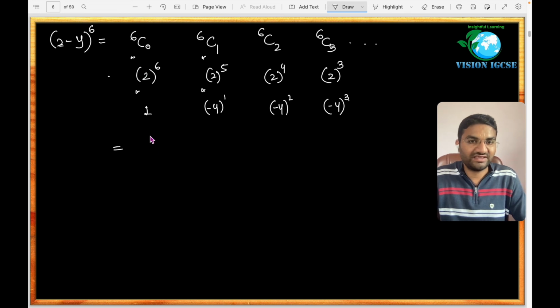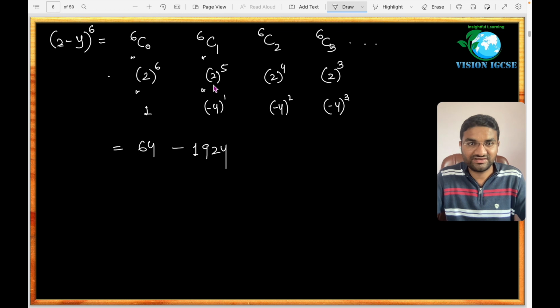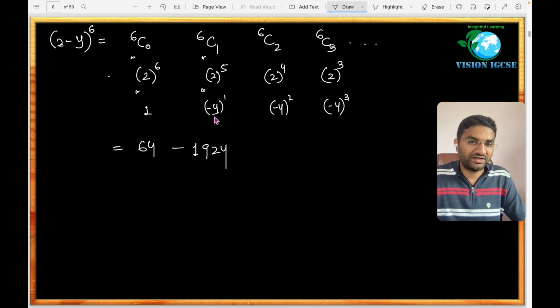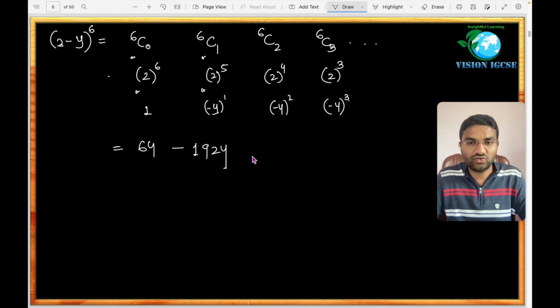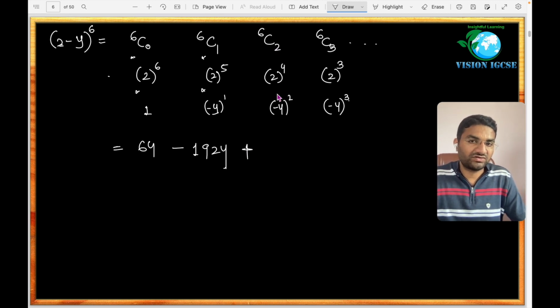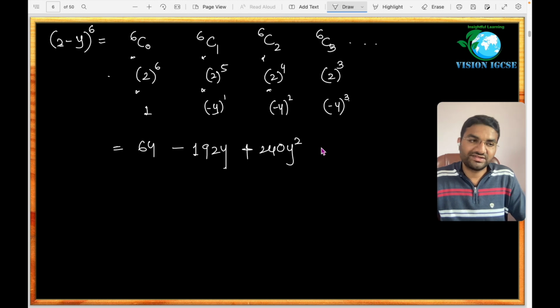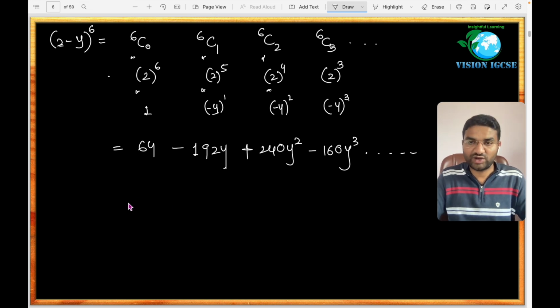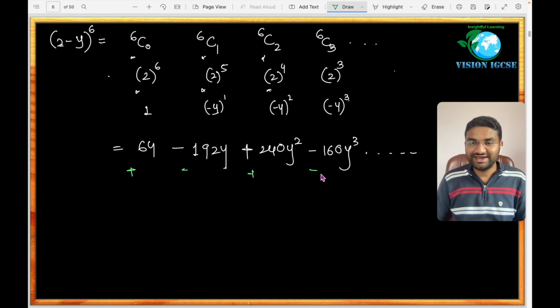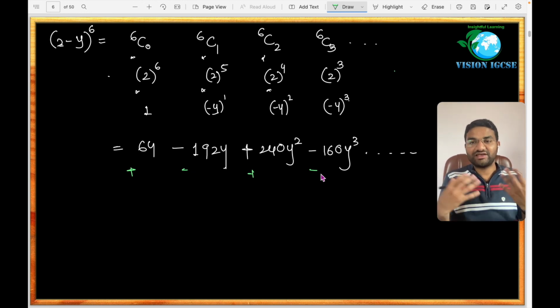Here 2 raised to 6 is 64. Then minus 192y. If you expand this, 6C1 is 6, times 2 raised to 5, times y, so negative 192y, plus 6C2 times 2 raised to 4 times y square, which is 240y square, then minus 160y cube. This is the expansion you will get. Getting it? Even if you analyze this, you will get positive, negative, positive, negative. So this is how we can expand and find any term.